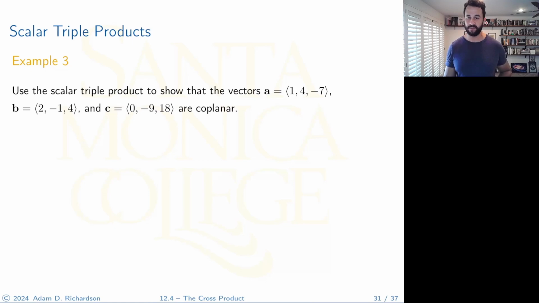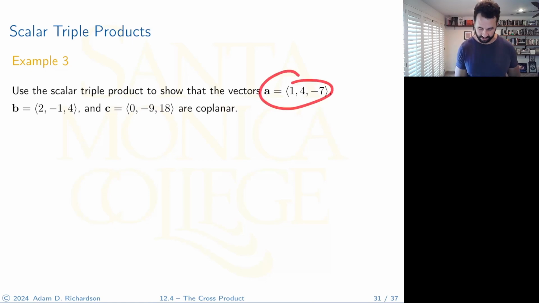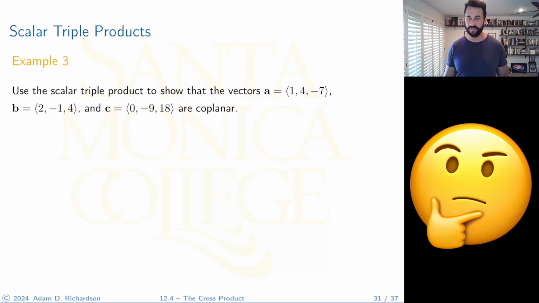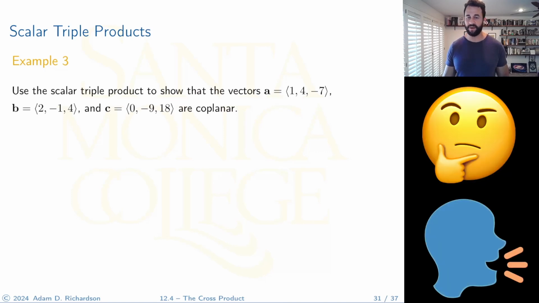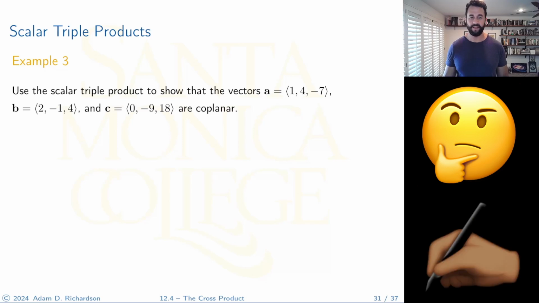So use the scalar triple product to show that these three vectors are coplanar. So think for a minute about how you're going to do it. Say something out loud about how you're going to try it, maybe even just the formula you're going to use. And then work it out. So try to compute it and see if you can verify that these vectors are actually coplanar.